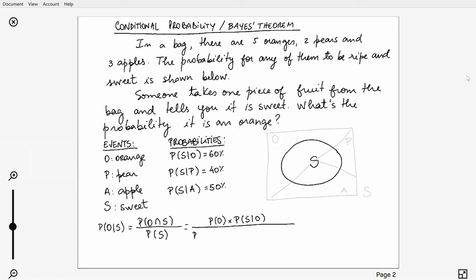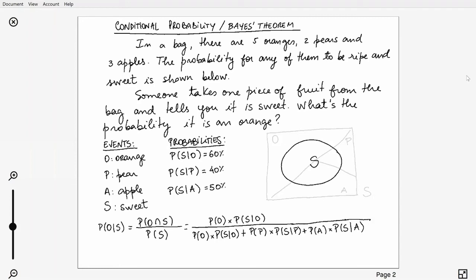So the probability of being an orange multiplied by the probability of being sweet, knowing it is an orange, plus the probability of being a pear multiplied by the probability of being sweet, knowing it is a pear, and last, the probability of being an apple multiplied by the probability of being sweet, knowing it is an apple.